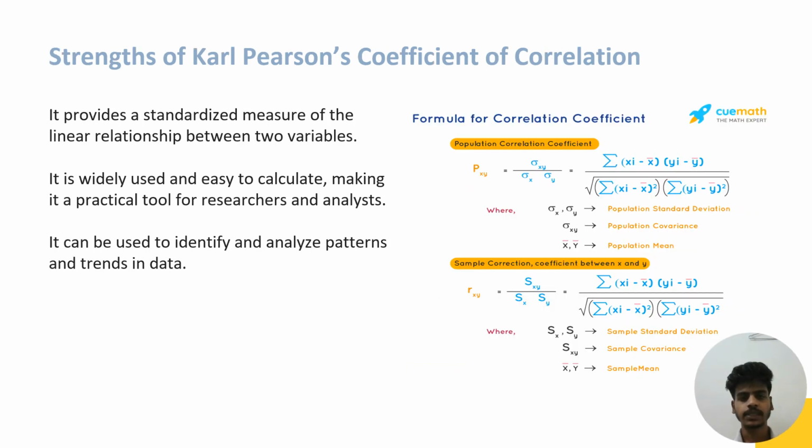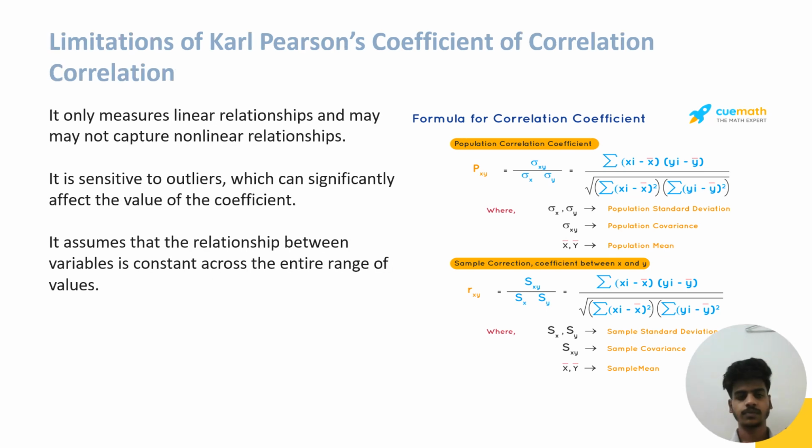Strength of Karl Pearson's coefficient of correlation. It provides a standardized measure of the linear relationship between two variables. It is widely used and easy to calculate, making it a practical tool for researchers and analysts. It can be used to identify and analyze patterns and trends in data.